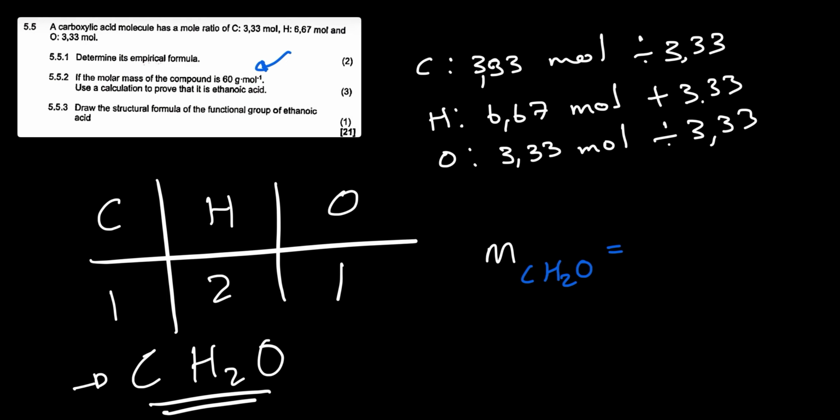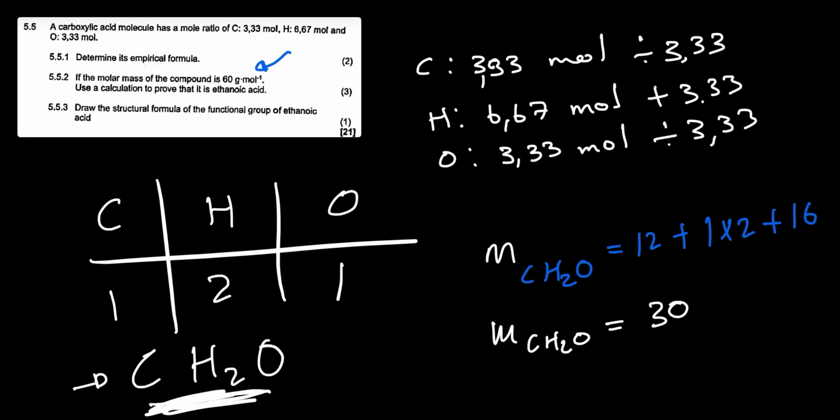So now we're going to add all the molar masses. Remember when you talk about the carbon, it has a molar mass of 12, plus we're going to use the molar mass of hydrogen, which is 1, but now we have 2 hydrogens, so we should multiply by 2. And then we should also add the molar mass of oxygen, which is 16. So now if we add all these together, that means the molar mass of this empirical formula is given as 30 grams per mole. So now we are told that actually this compound has 60 grams per mole.